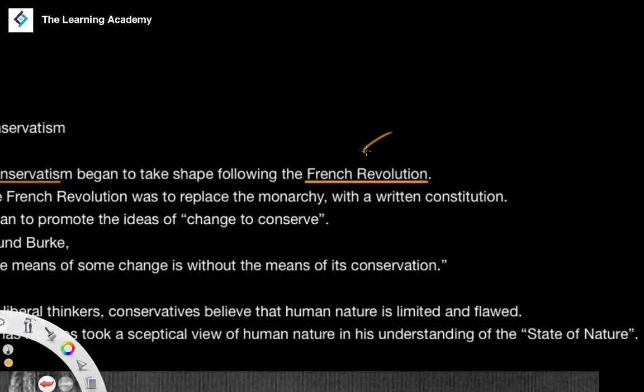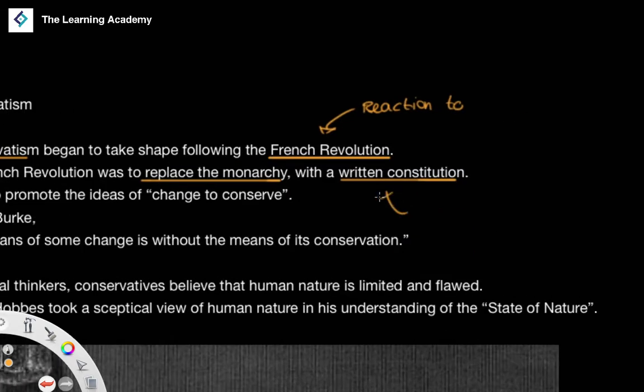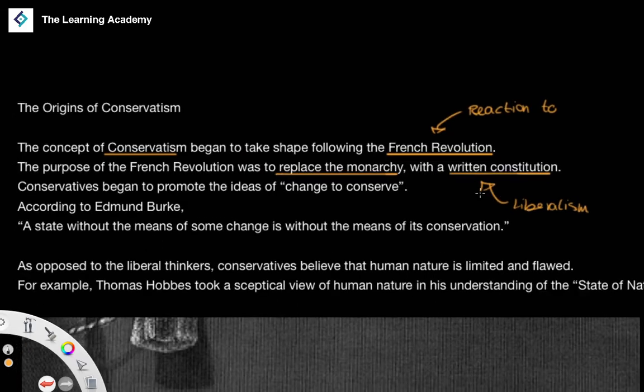So the French Revolution, and namely a reaction to the French Revolution. Of course, the purpose of the French Revolution was to replace the French monarchy and to instate a written constitution with quite liberal ideas. So this was seen as a triumph of liberalism. And therefore, the conservative movement began to promote the ideas of change to conserve.